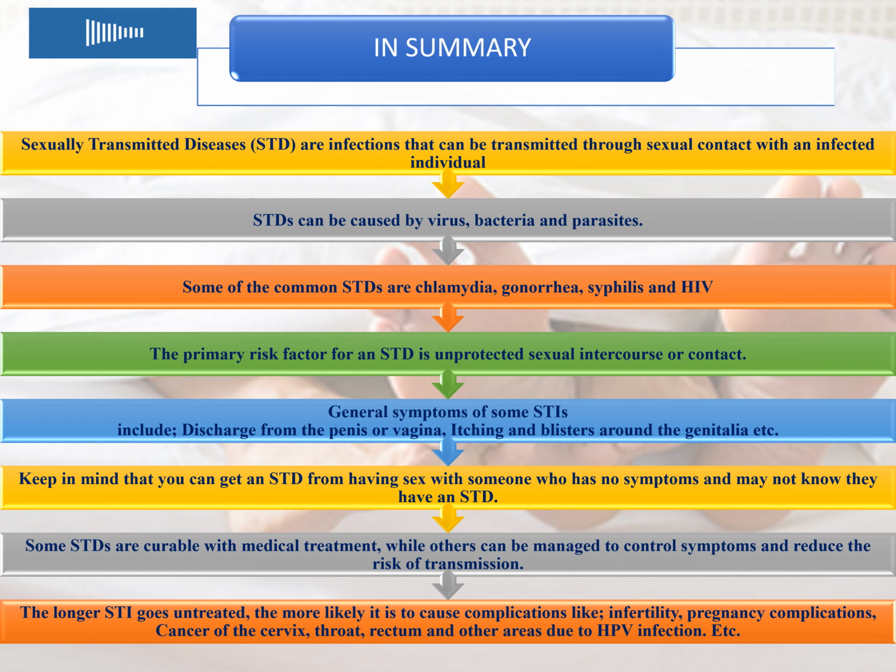To summarize everything, STDs are infections that can be transmitted through sexual contact with an infected individual. STDs can be caused by viruses, bacteria, and parasites, and some common STDs are chlamydia, gonorrhea, syphilis, and HIV. The primary risk factor for an STD is having unprotected sexual intercourse. General symptoms of STDs include discharge from the penis or vagina, itching, and blisters around the genitals.